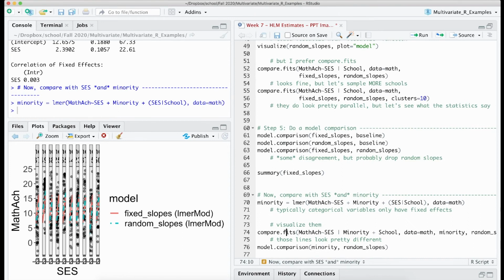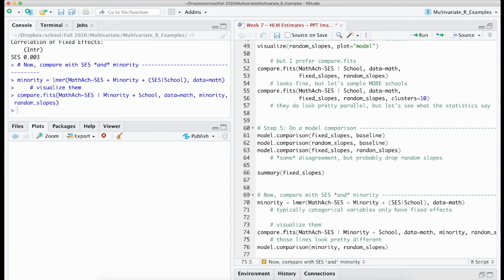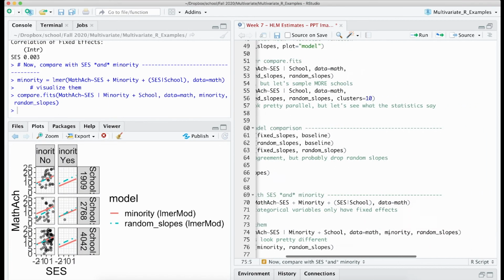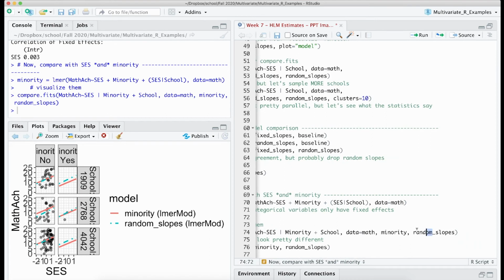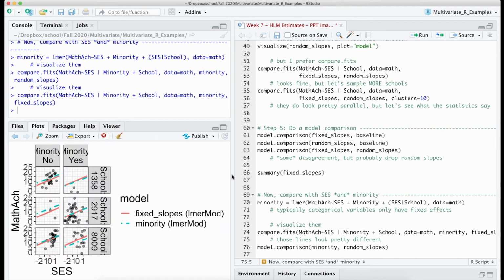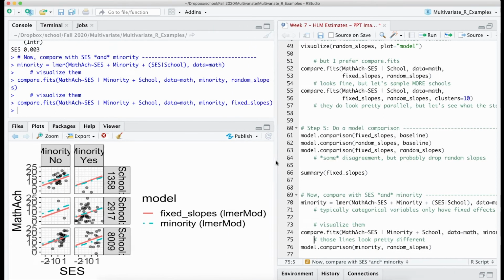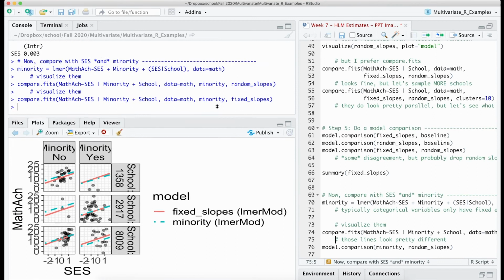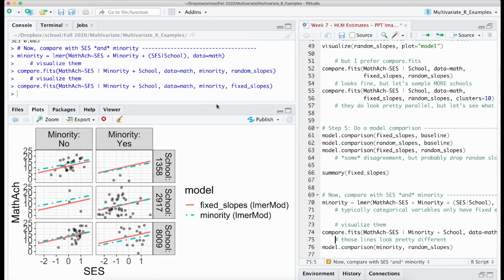And then as before, I can visualize the two models, but now it's going to, oh, you know what? It's doing the random slope. So I'm going to do the fixed slope, because that's the model that we ended up choosing. And by the way, remember that categorical variables generally have fixed effects, and that's what I modeled here. If I wanted to spend more time on this, I could model it as a random effect and do another model comparison, but we're just going to stick with this.